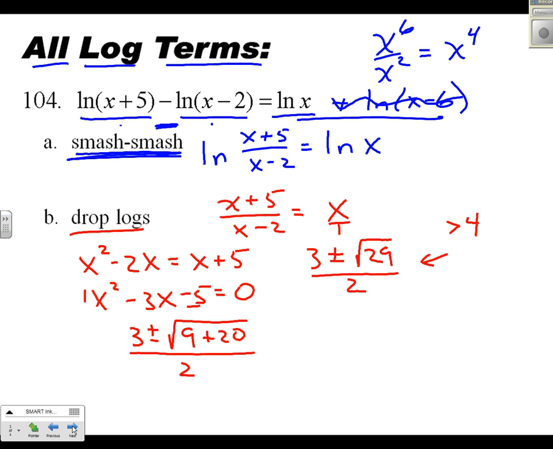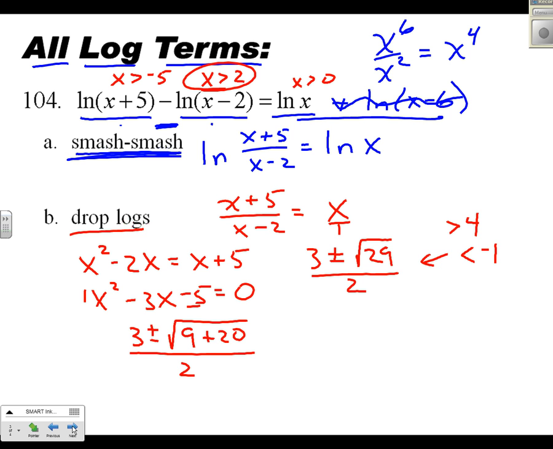That's a little, when I divide by 2, that's a little bit less than negative 1. So it's a little bit less than negative 1. Let's go ahead and consider our domain. For our domain, x has to be greater than negative 5 here, and x has to be greater than 2 here, and x has to be greater than 0 there, so it appears that x better be greater than 2.